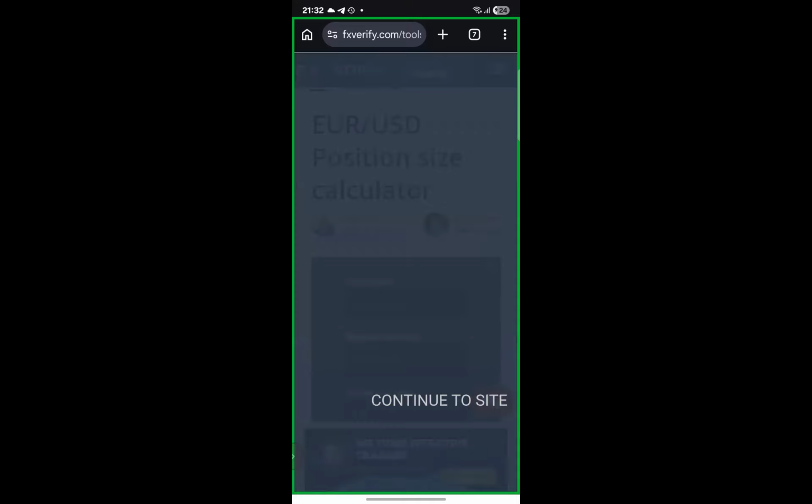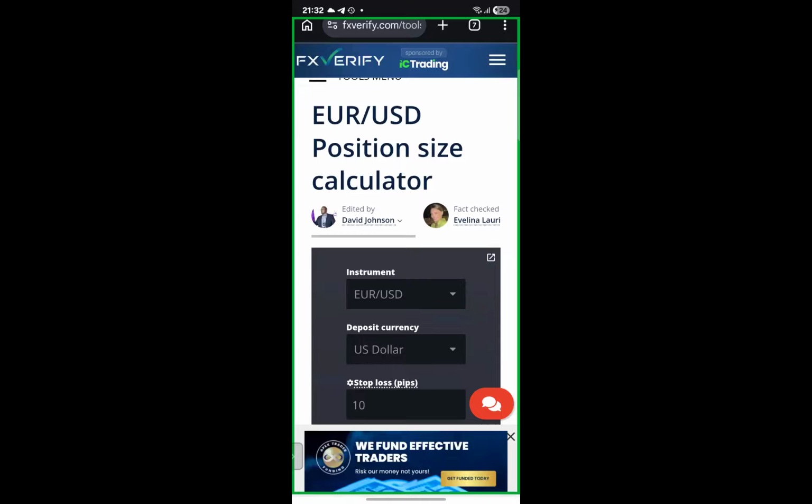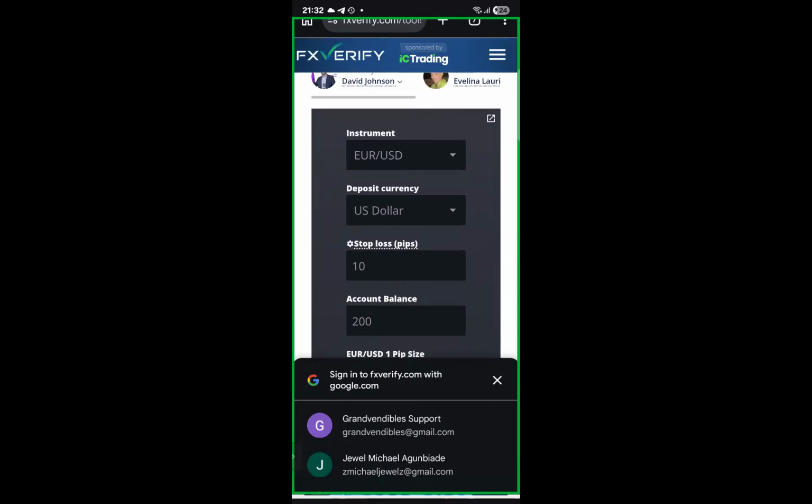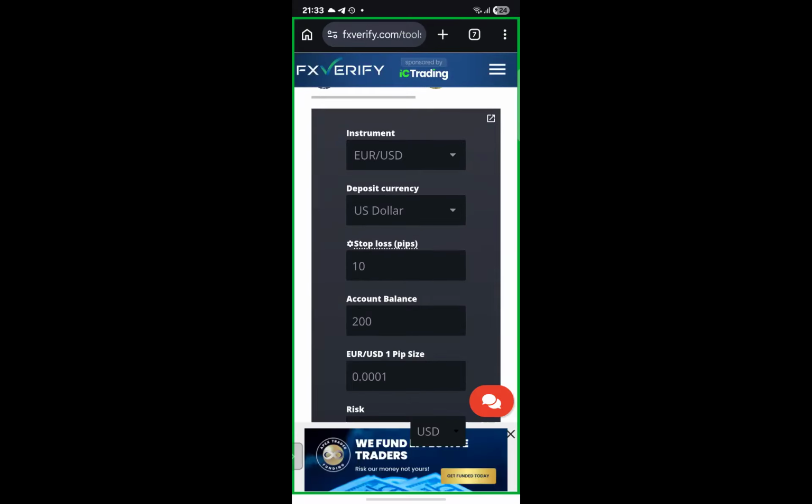Remember, I told you something. What did I tell you? I told you that the market movement is calculated in pips. Are you with me? The market movement is calculated in pips. So how many pips is your stop loss? It is basically the distance from your entry price to your stop loss price.